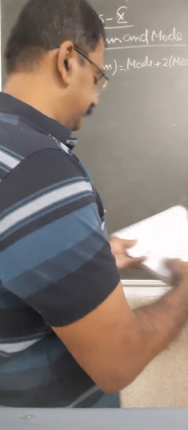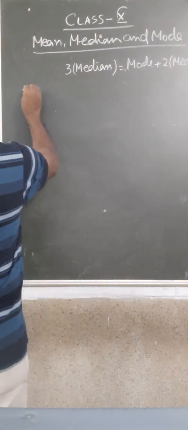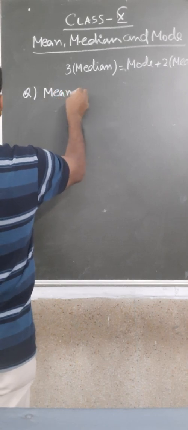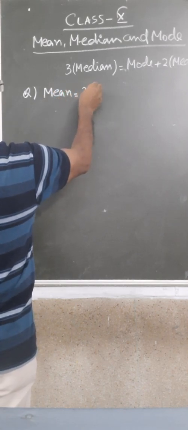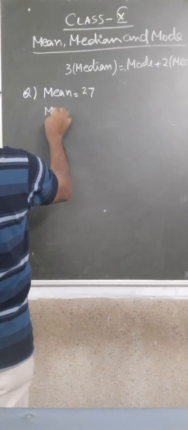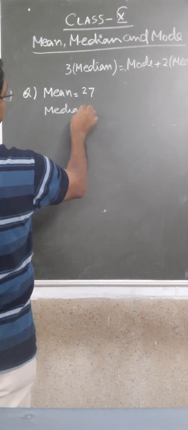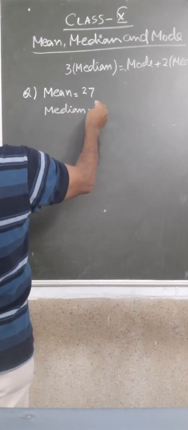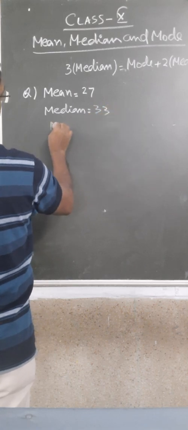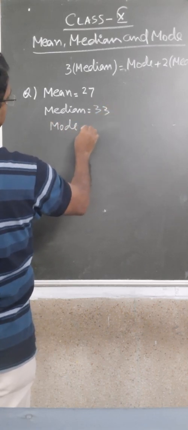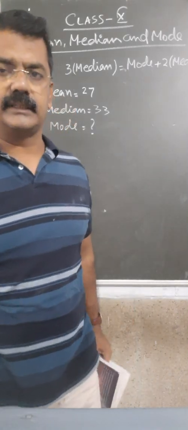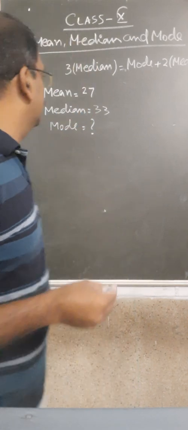Now, there is a question. Mean they have given 27. Median they have given 33, and you have to find the mode. The mean is 27, the median is 33, and you have to find the mode.